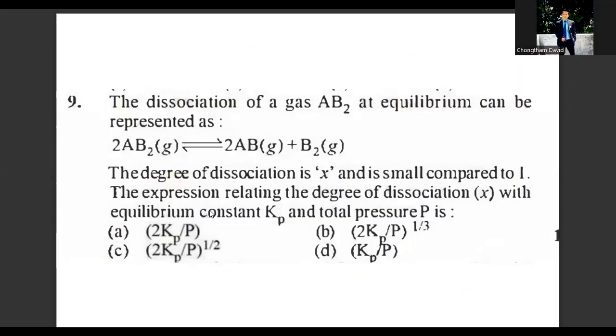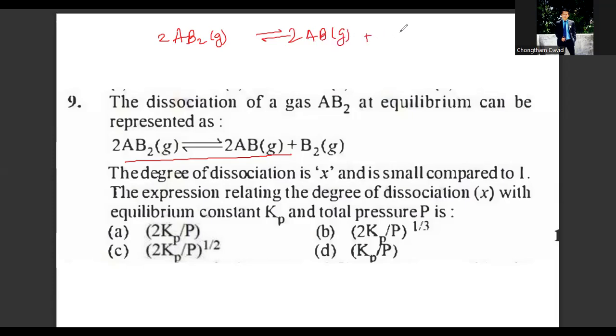The dissociation of a gas AB2 at equilibrium can be represented as AB2 dissociating into AB and B2 molecule. The degree of dissociation is X and it is small compared to 1. The expression relating the degree of dissociation X with equilibrium constant Kp and total pressure P is given as follows. So for this reaction, let us consider this is the given reaction. Anyway, let us rewrite this so that we can calculate easier. So this is the question.